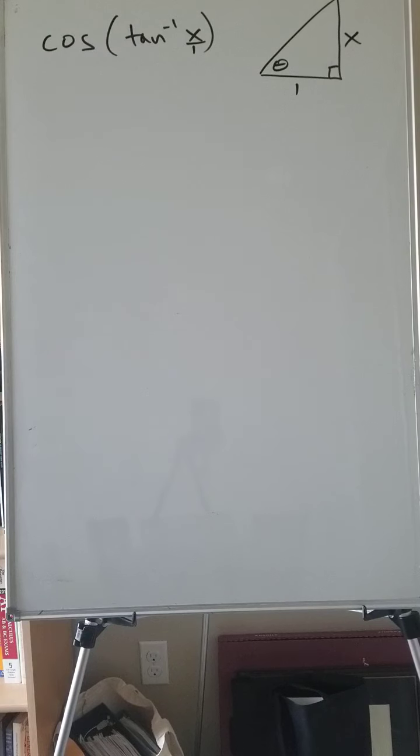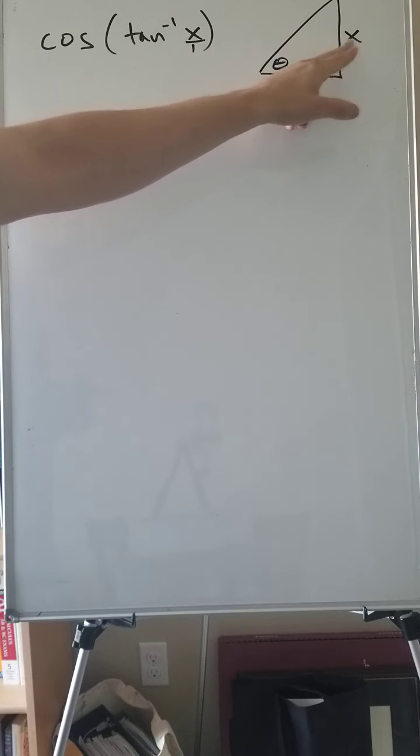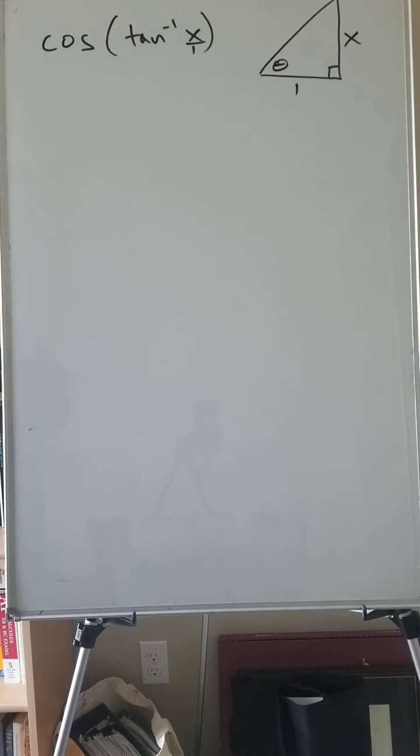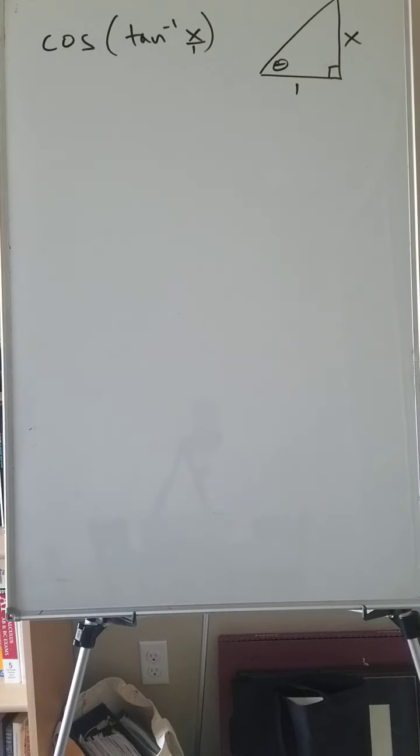So they gave me an algebraic expression. They didn't just give me some number here. But I can do the same thing we did in the last video, which is just draw a triangle still. So the tangent of theta is the opposite over the adjacent. Another way to say that is the inverse tangent of opposite over adjacent is theta.